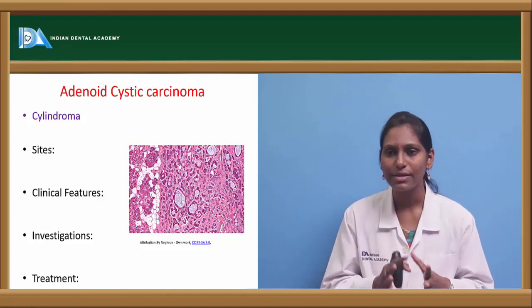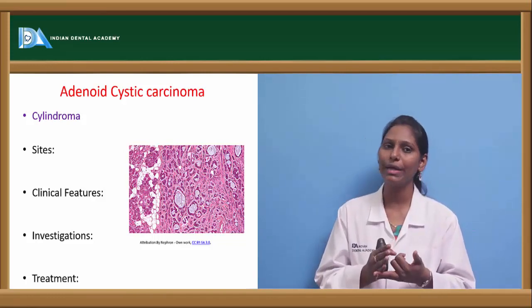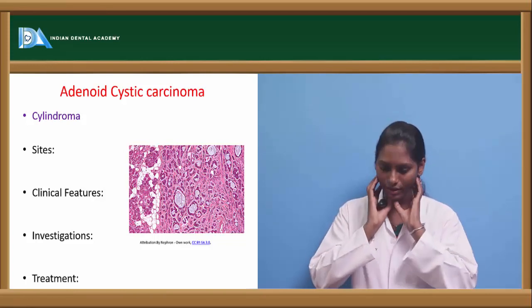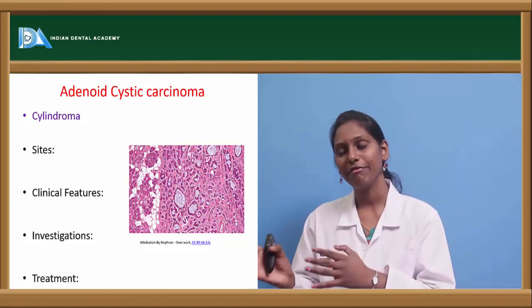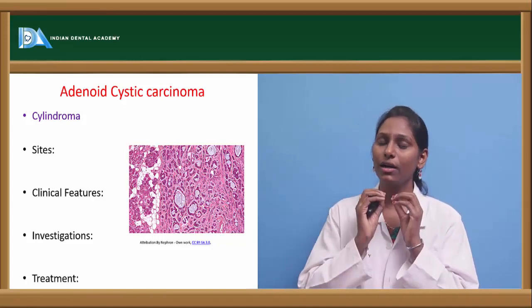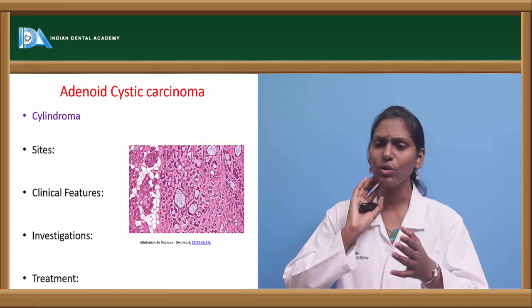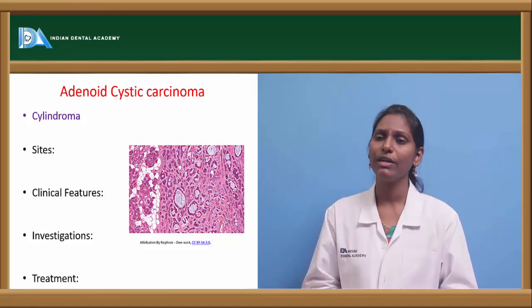This adenoid cystic carcinoma is a slow growing one. Usually there will be local pain, and it involves the adjacent structures. It invades the perineural lymphatics. When it invades the perineural lymphatics, it usually leads to anesthesia of the skin. And because of this perineural invasion, what happens?